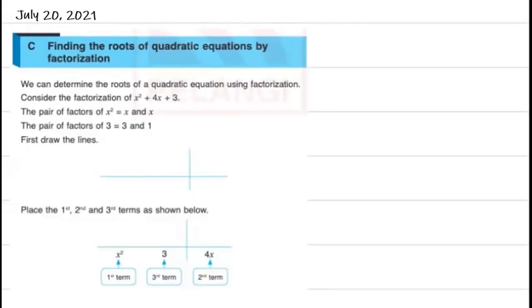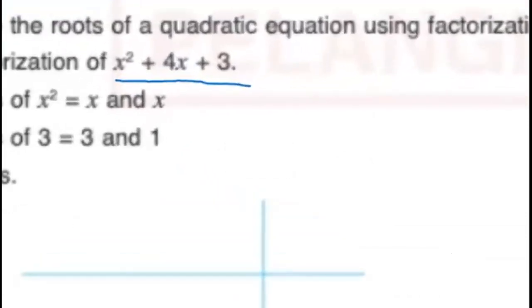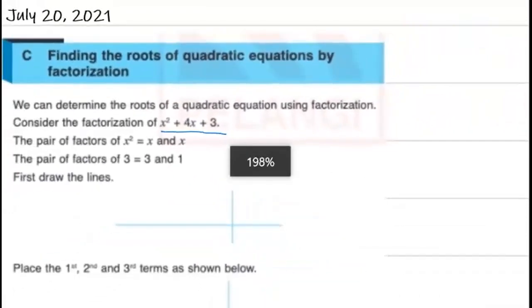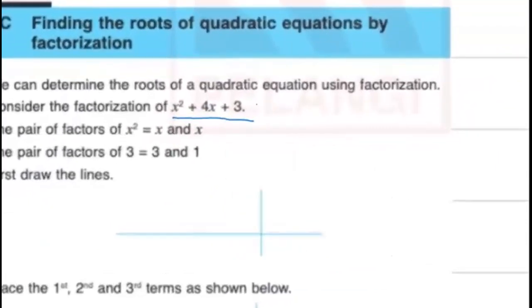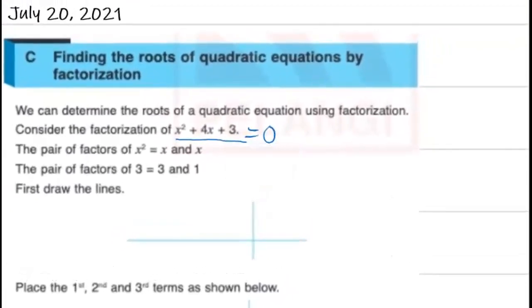But please take note that in this example, this is a quadratic expression. x squared plus 4x plus 3 is a quadratic expression. It's going to be an equation if we write equal to 0. Understand? So let's just take, for example, this one.